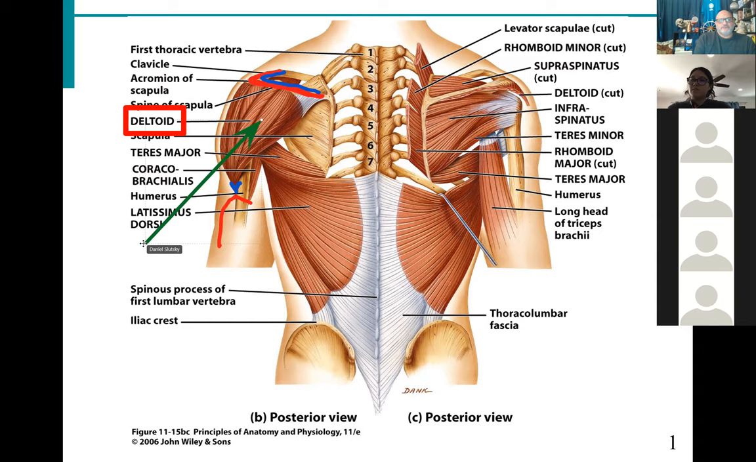Lateral rotation. So there's three actions. Yep, three actions, exactly. An easier way to see this is actually to start with the arm abducted.